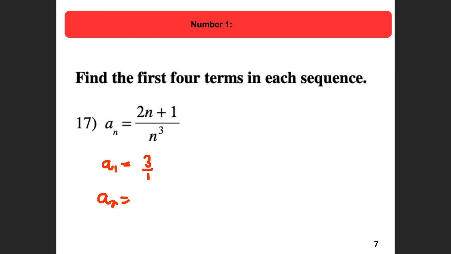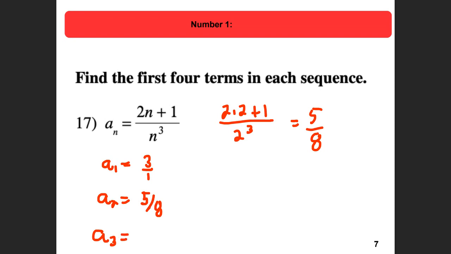It's not 5. It's 5/8. Why is it 5/8? Well, I put 2 in wherever I see n. So this would be 2 times 2 plus 1 over, well, that's n to the third, so that's 2 to the third. 2 times 2 is 4 plus 1, that's 5. 2 to the third, that's 8. That's 5/8. What about the third term?